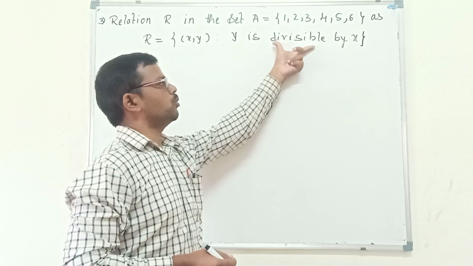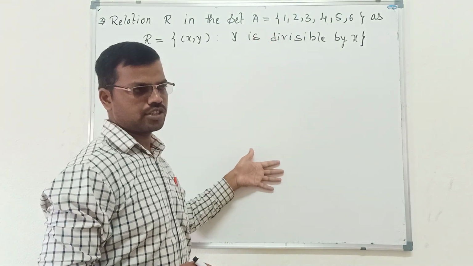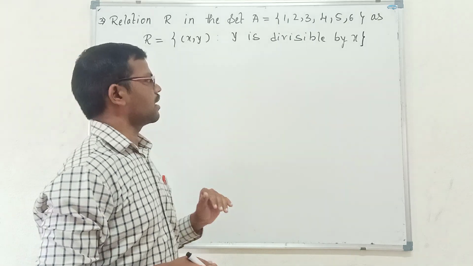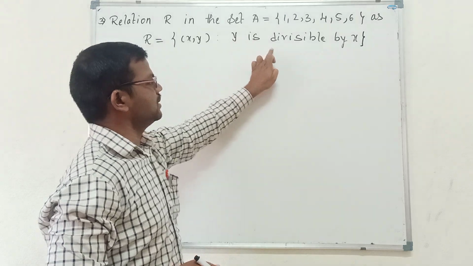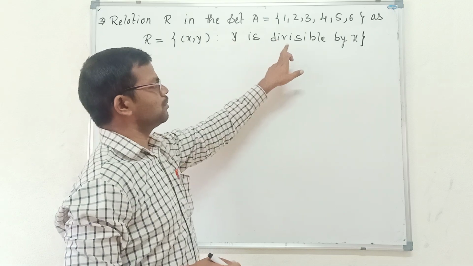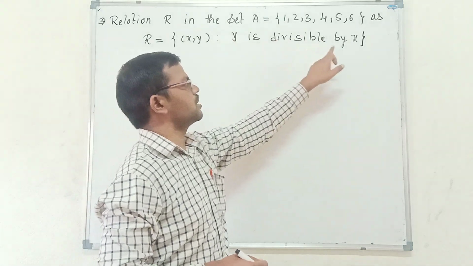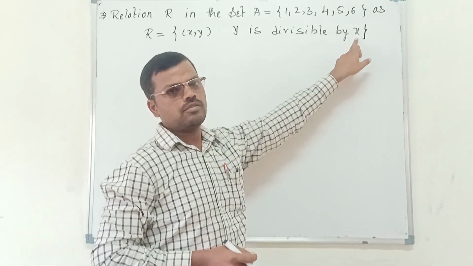This is very important to understand to discuss all three properties: reflexive, symmetric and transitive. Here we have to be careful about "y is divisible by x". What does it mean? Y is divisible by x means y can be expressed as a multiple of x.